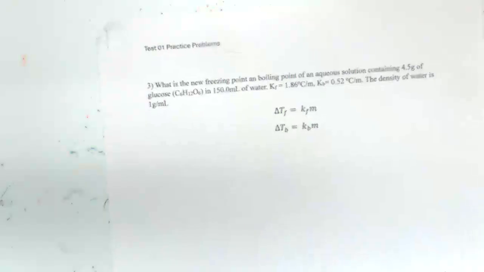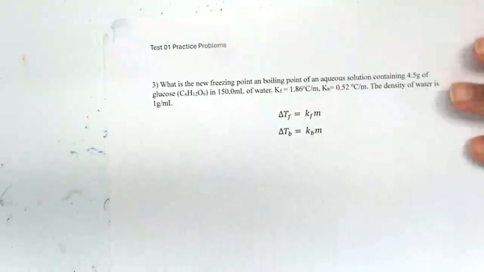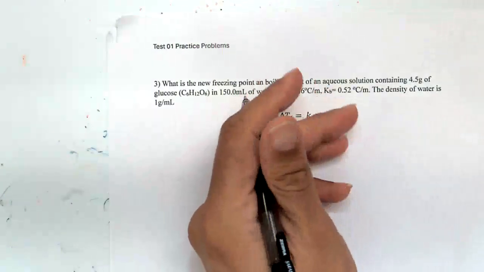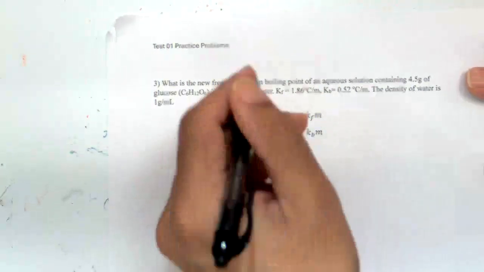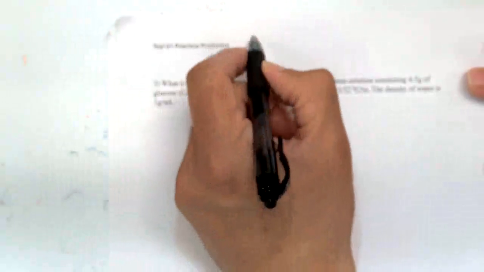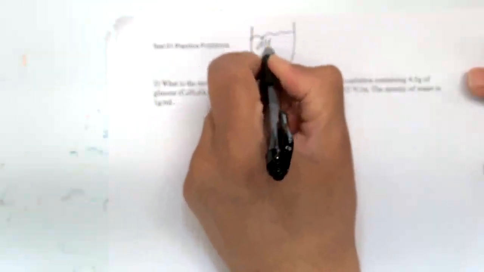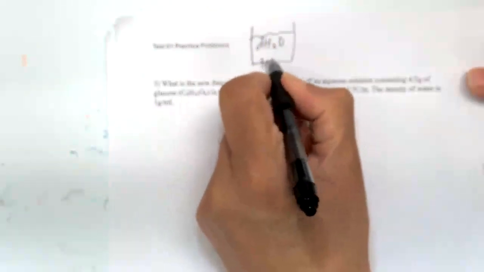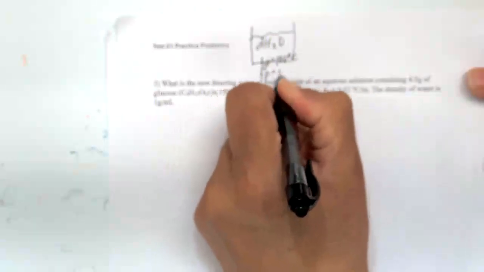All right, boiling point elevation and freezing point depression. Similar to what you saw in that video Monday because I wasn't here. So let's say you have some water. What's the boiling point of water? 100 degrees C. What's the freezing point? 0 degrees C.